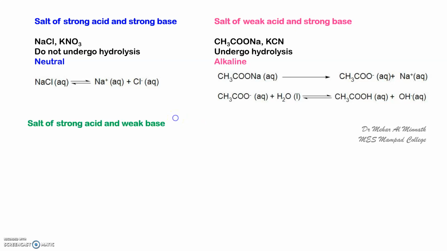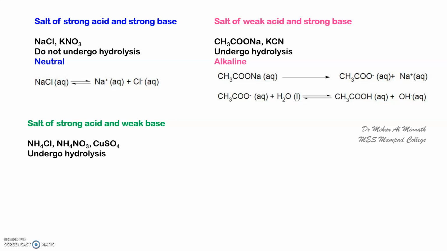Now the case of a salt of strong acid and weak base, say salts like ammonium chloride, ammonium nitrate, ferric chloride, copper sulfate, etc. Again I repeat, the ion which comes from the weak base will get hydrolyzed. So in the case of ammonium chloride, the ammonium ion comes from ammonium hydroxide and chloride ion comes from HCl. So ammonium ion will undergo hydrolysis.